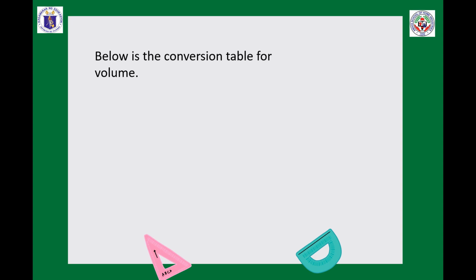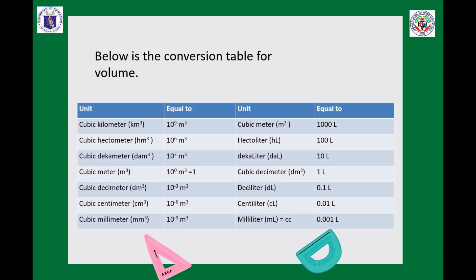Below is the conversion table for volume. 1 cubic kilometer is equivalent to 10 raised to 9 cubic meters. 1 cubic hectometer is equivalent to 10 raised to 6 cubic meters. 1 cubic decameter is equivalent to 10 raised to 3 cubic meters. 1 cubic meter is equivalent to 1 cubic meter.